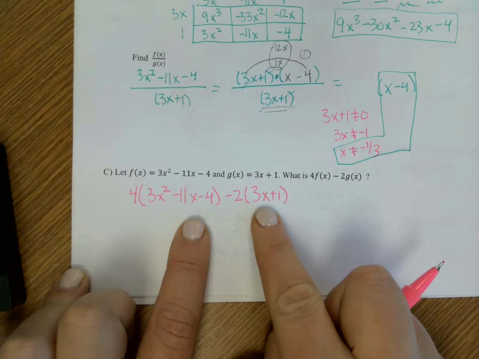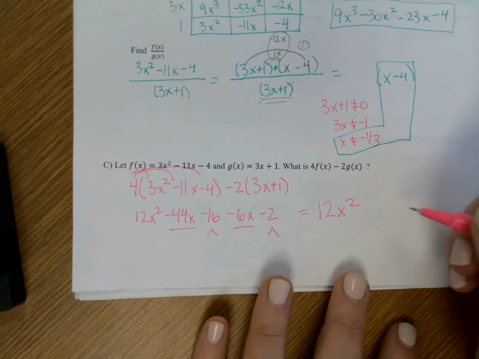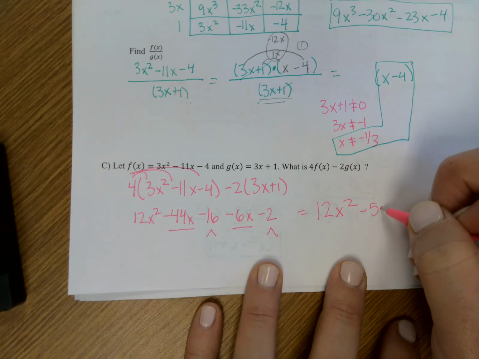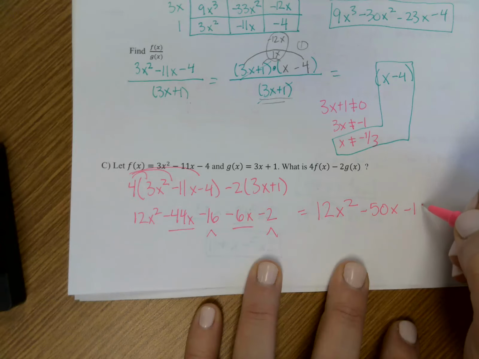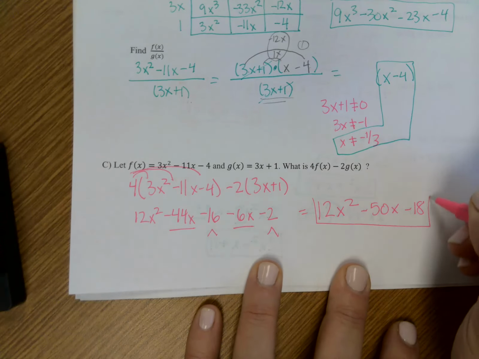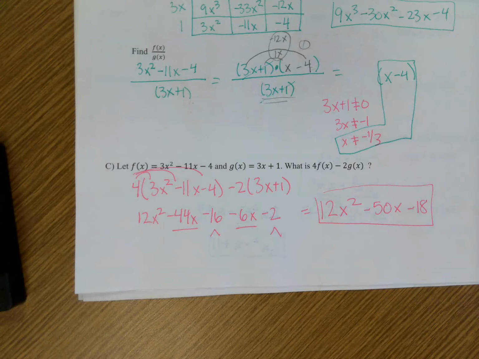Now I have to look to see if there's anything I can combine. Those are both x's. These are both whole numbers, so I can combine those. I'm not doing anything with that x squared. Negative 44 minus 6 would give me a negative 50x. And negative 16 minus 2 would give me negative 18. And there you have it. And that's Part A.